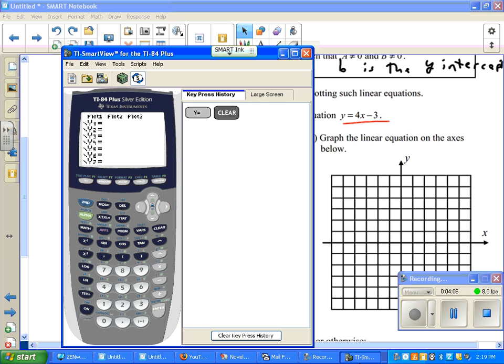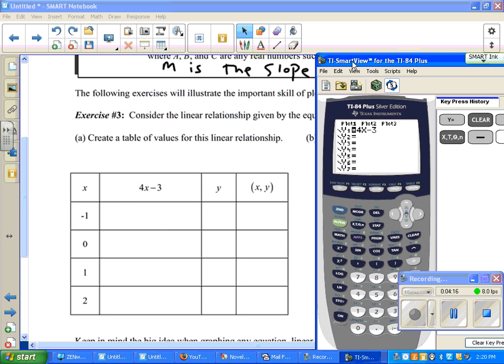We hit the Y equals key. 4x minus 3. The first part of the question tells us to fill out the table. So how do we get to the table, ladies and gentlemen? Second and graph. And there's the table.